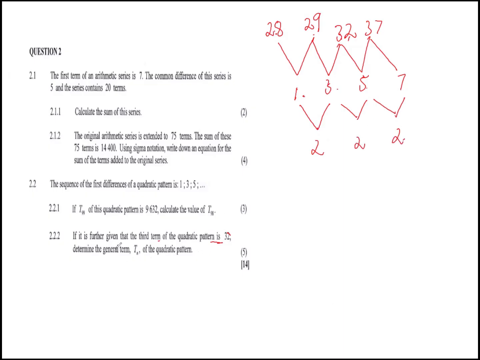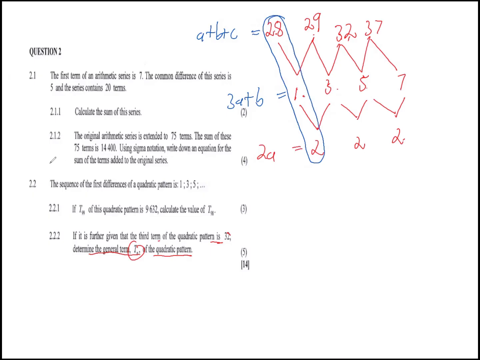Now, what are we supposed to do? Determine the general term, Tn, of the quadratic pattern. So now we want Tn of the quadratic pattern. How do we start with that? We know that this should always be equated to 2a, and then this equated to 3a plus b, and then this equated to a plus b plus c. And then we only use the values of the first branch.